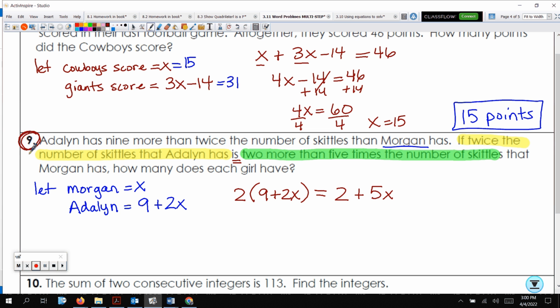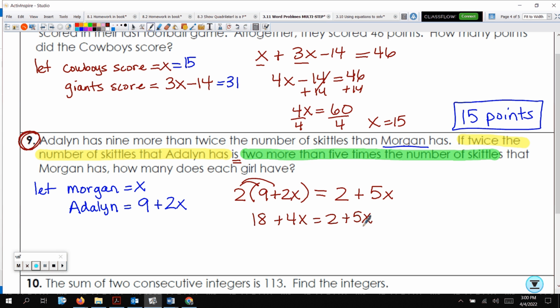I'm going to circle it because it's a special one. But you can do it. You just reread it a couple times if you have to, but now we have it set up. It looks pretty good. Now we're going to distribute. 18 plus 4x equals 2 plus 5x.